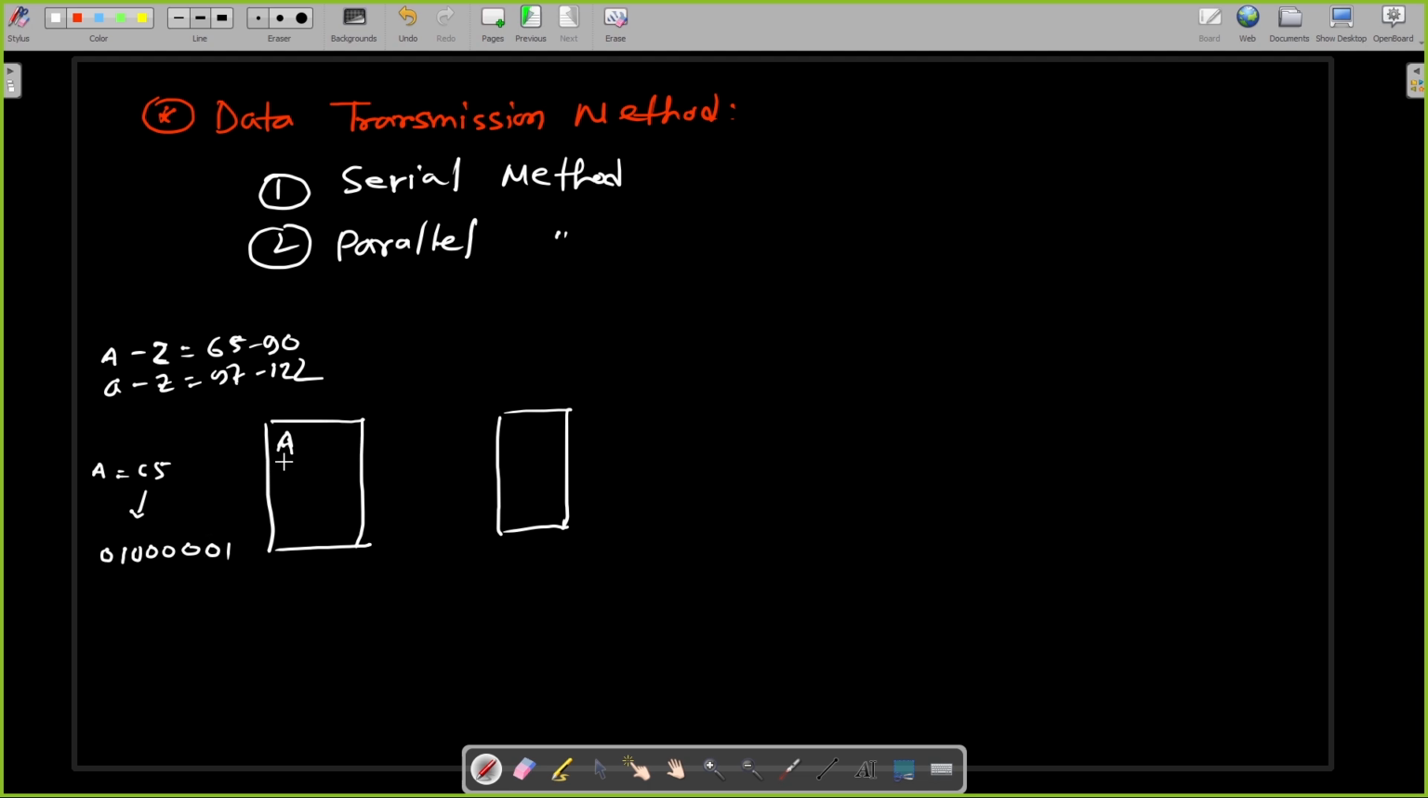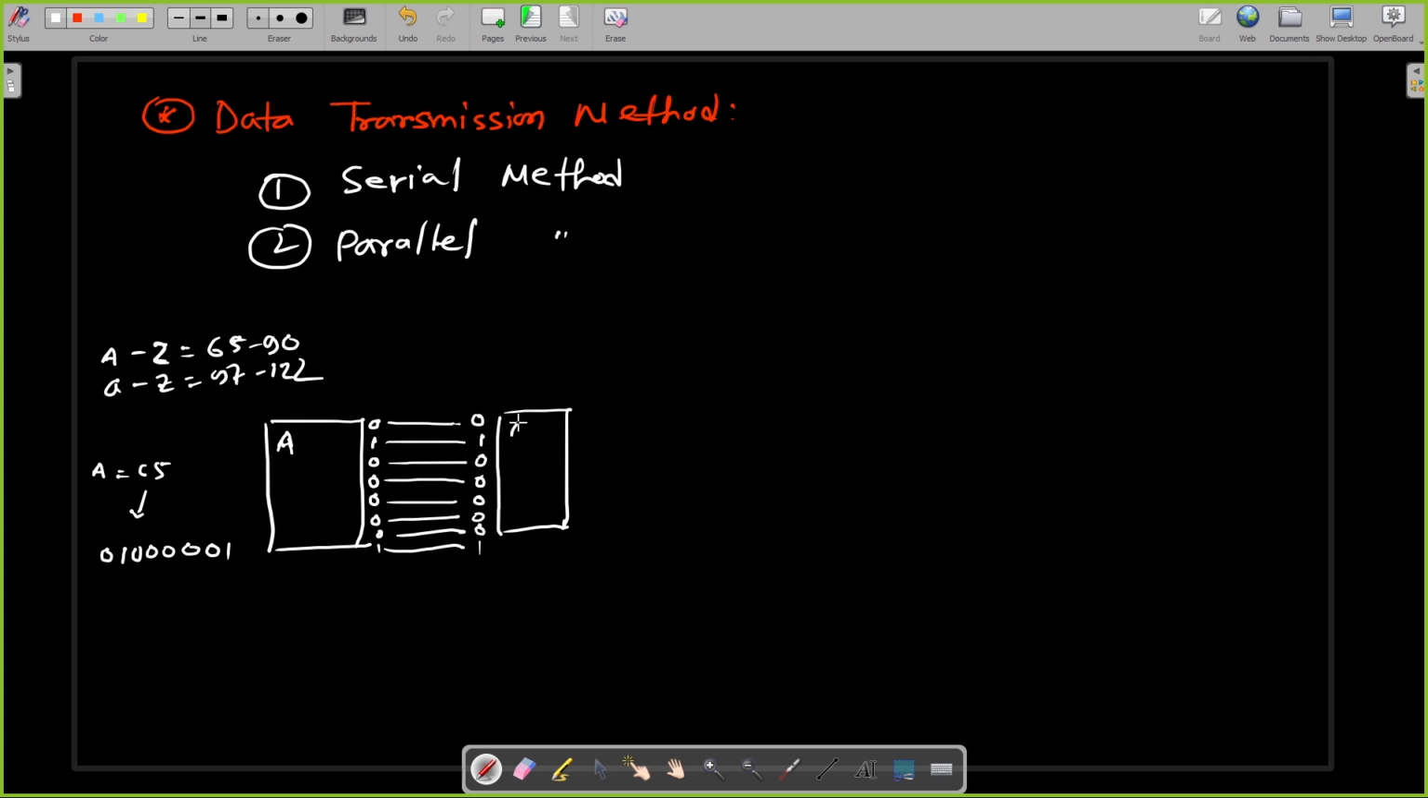So when we are going to send this A, it should be like this. So this is the 8-bit binary. When we want to send this A, they need a different line to transfer each bit. Okay, so we have 8 different lines for these 8 different bits. After that we are sending this data in this way.